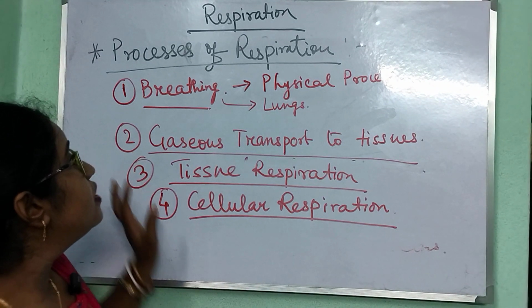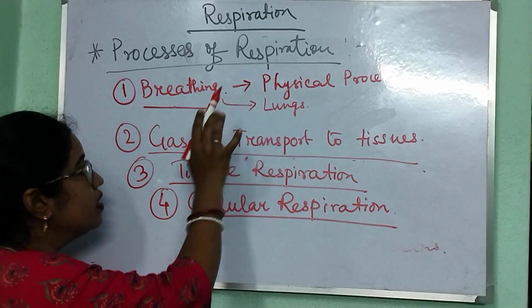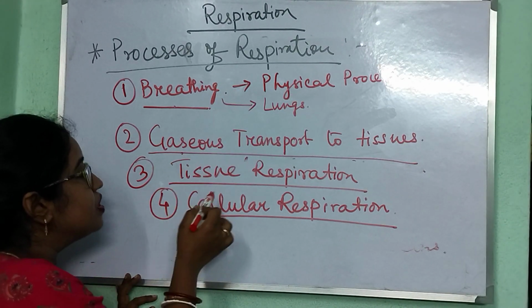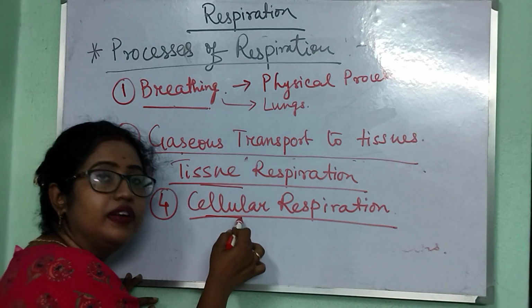So the respiration process occurs in 4 different steps. First one is breathing, that is a physical process. Then gaseous transport to tissues, tissue respiration, and cellular respiration.